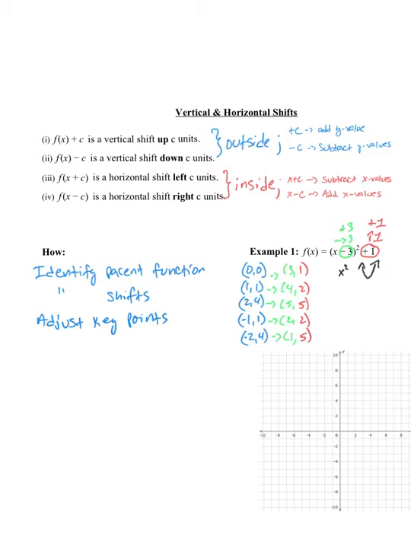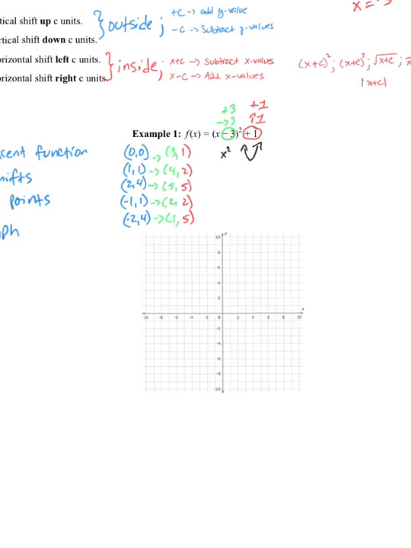Now you're just going to plot those and graph it. Last step, plot and graph. There we go. So I have 3, 1, 4, 2, and I have 5, 5, and it's a mirror of itself, so I can just do this. There we go. And then we graph. Make sure it's nice and curvy, and put your arrows on the top. That's it. So that's how we graph these things.